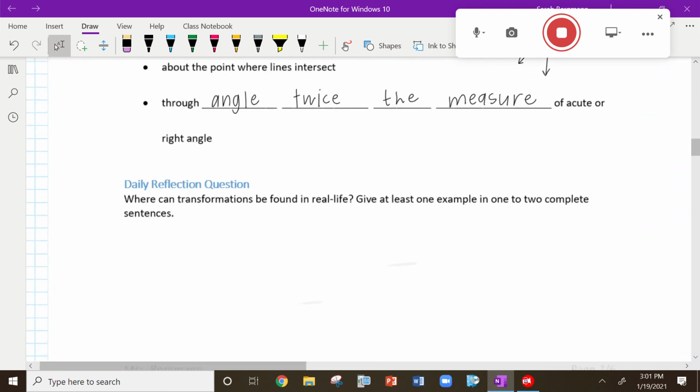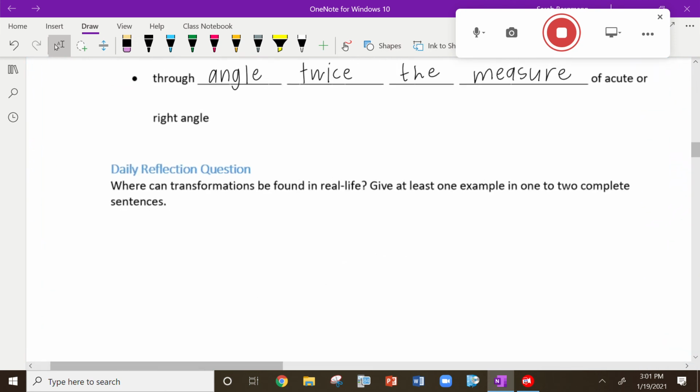All right, here's what I want you to think about tonight. Where could transformations be found in real life? I need you to give at least one example in 1 to 2 complete sentences.